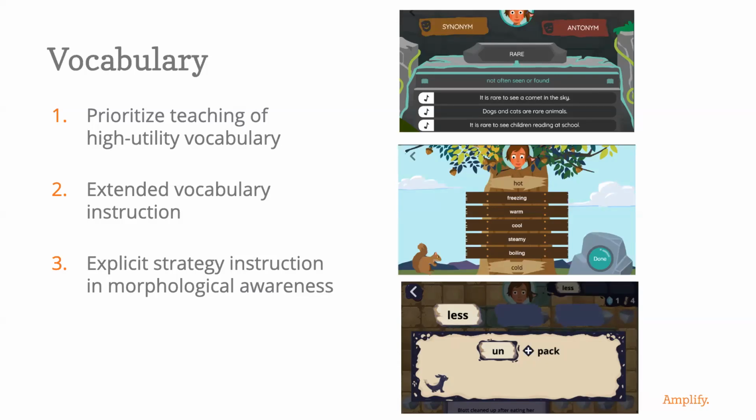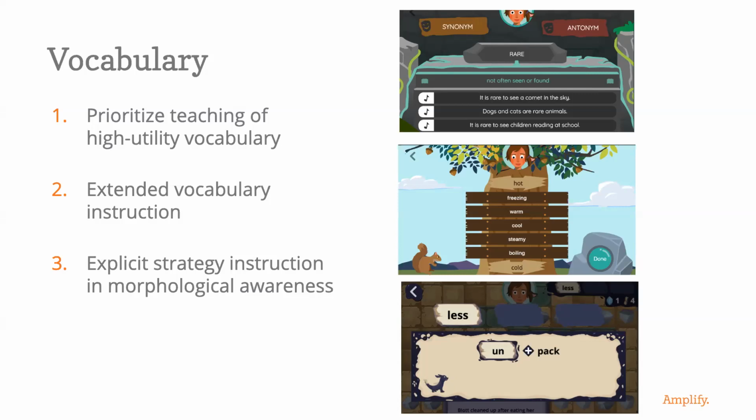And we actually do that in two ways in Amplify Reading, both through a decoding lens and also through a vocabulary or meaning lens. And I don't have a screenshot for the decoding one, but we do teach students to chop words into their constituent morphemes as a strategy.